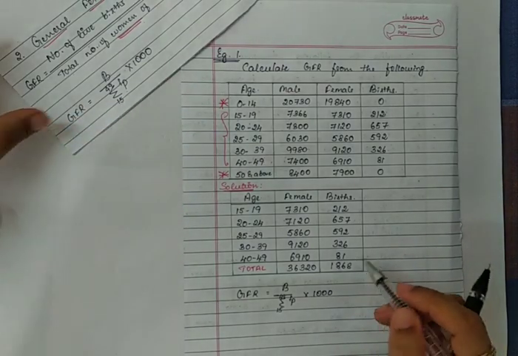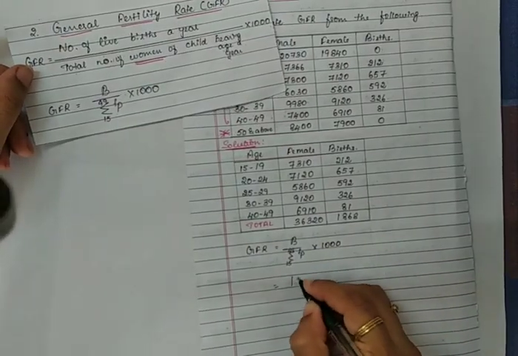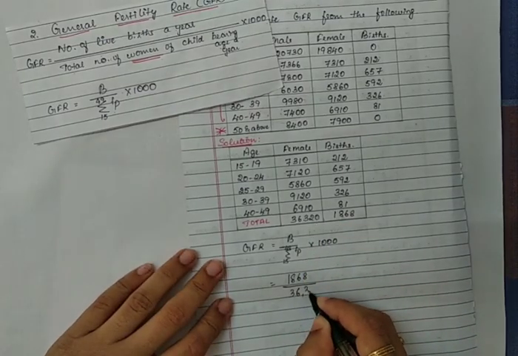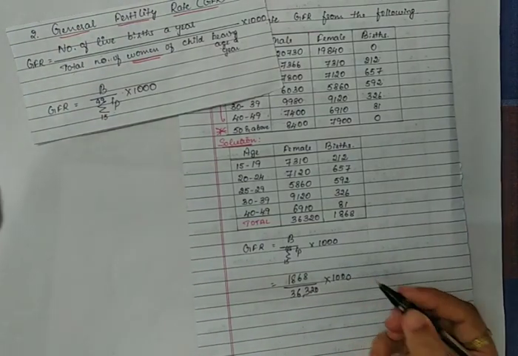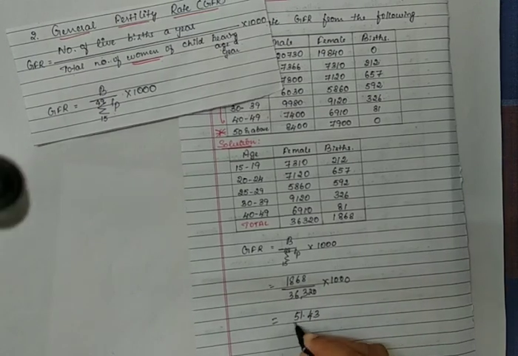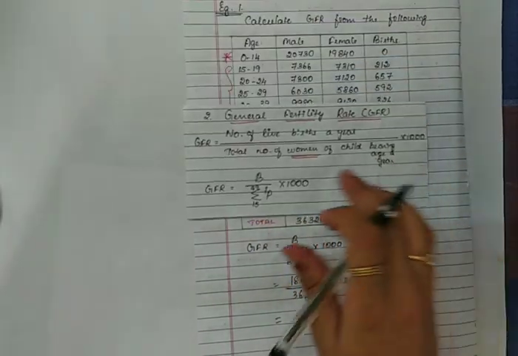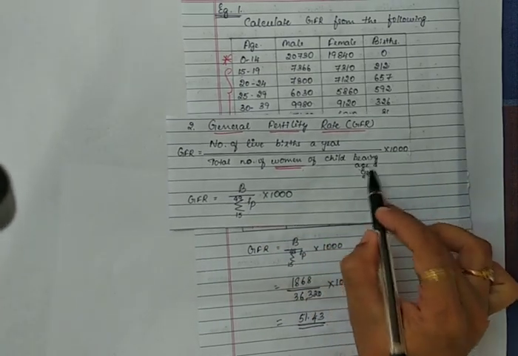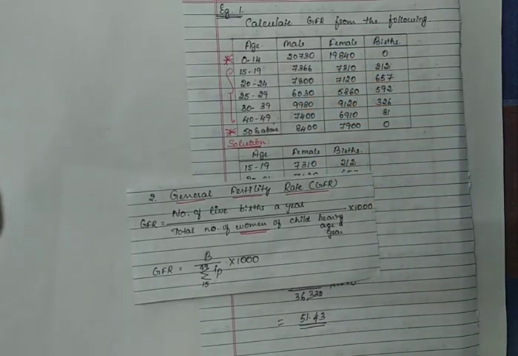Okay, and as usual, total B is equal to 1868 divided by 36,320 into 1000. Okay, and the amount will be 51.43. So this is our GFR. So here one small change in the formula is, here we are considering only the women of childbearing age. All others are left. I hope you understood this.